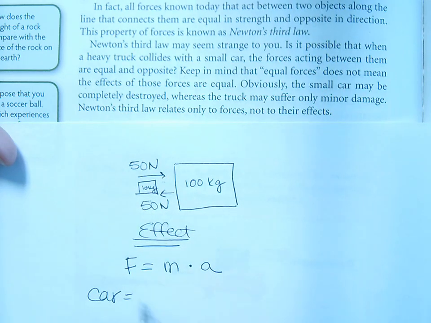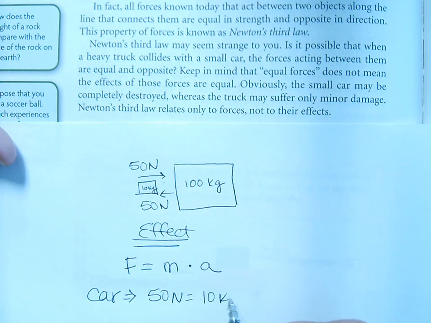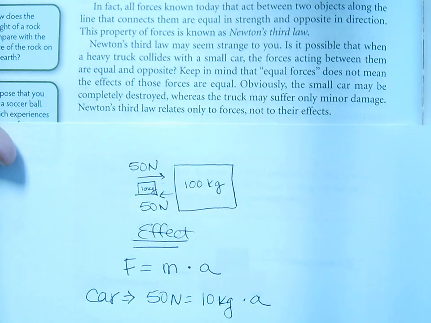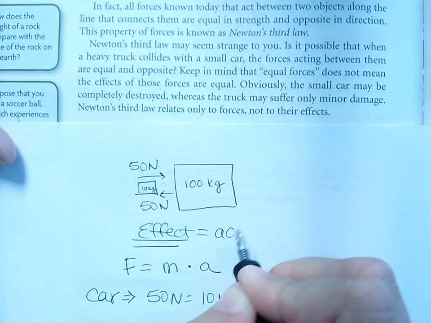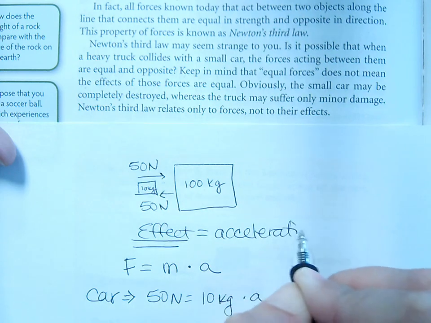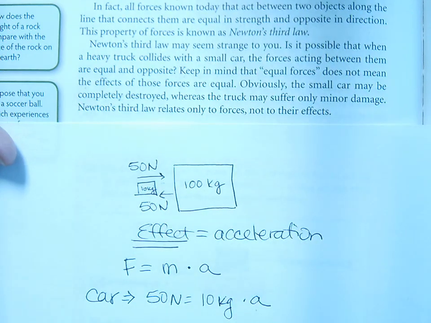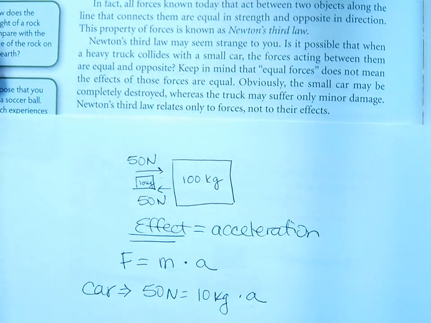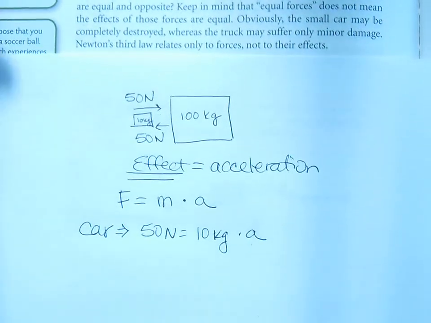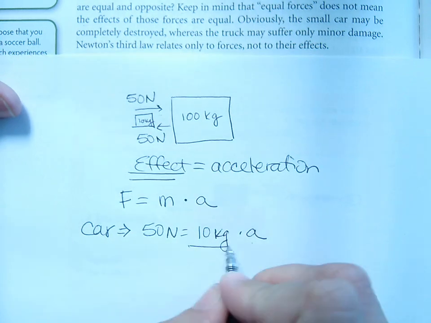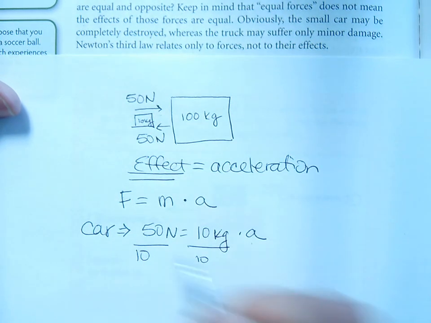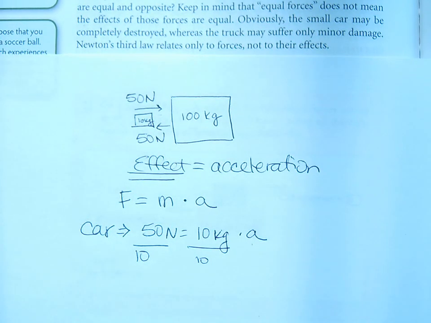Okay, so let's say the forces are equal. For car number 1, the little bitty car, it's going to look like this. Force, so 50 newtons, is equal to 10 kilograms times acceleration. Now let's think about acceleration as the effect. We'll be able to see the effect in the acceleration of the vehicle after the force is applied. So if I want to solve and see what the acceleration is going to be, I can divide both sides by 10.